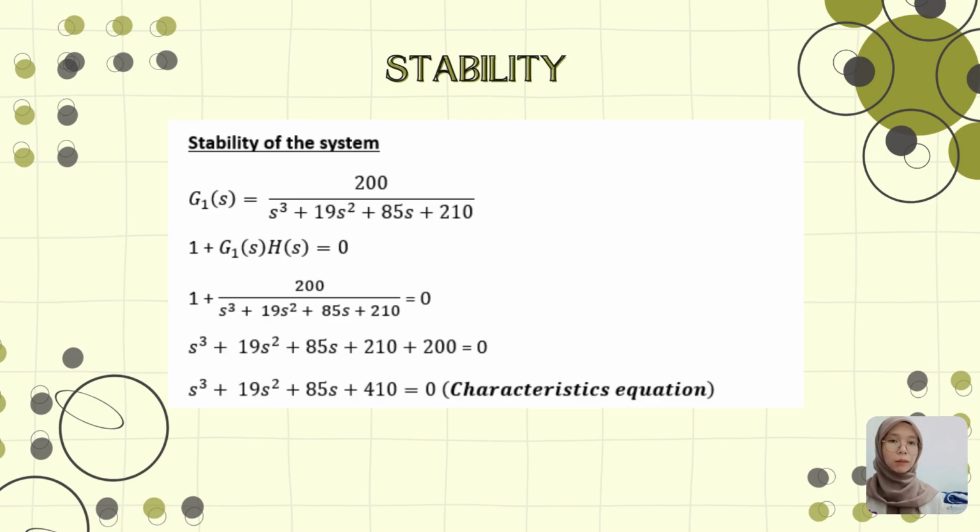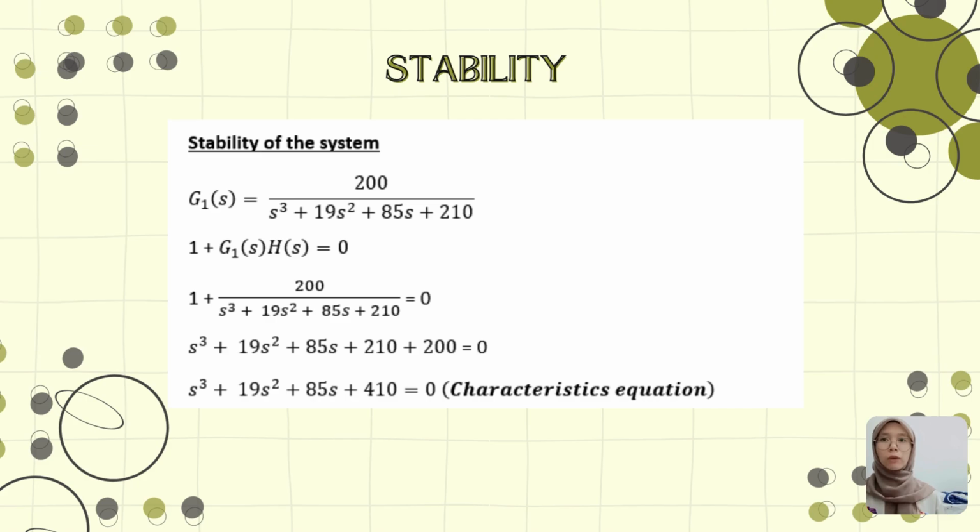Now I will explain about the stability of the system. So as you can see, this is the open loop transfer function of the system. To analyze the stability, we consider the characteristic equation of the closed loop system. So we use the formula 1 plus G(s)H(s) equals 0. So we have to substitute the G(s) into the formula.